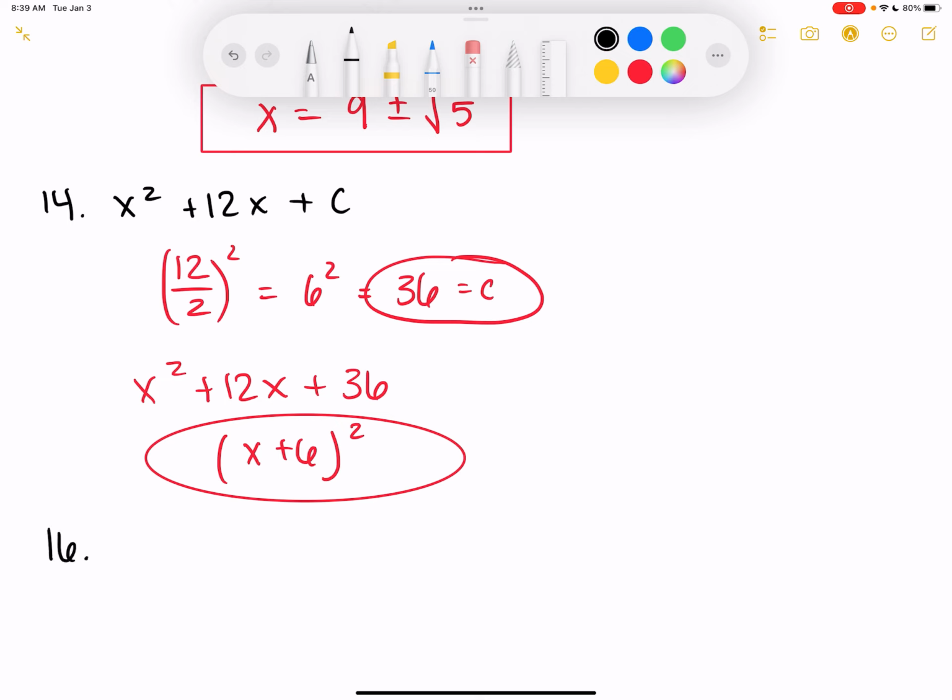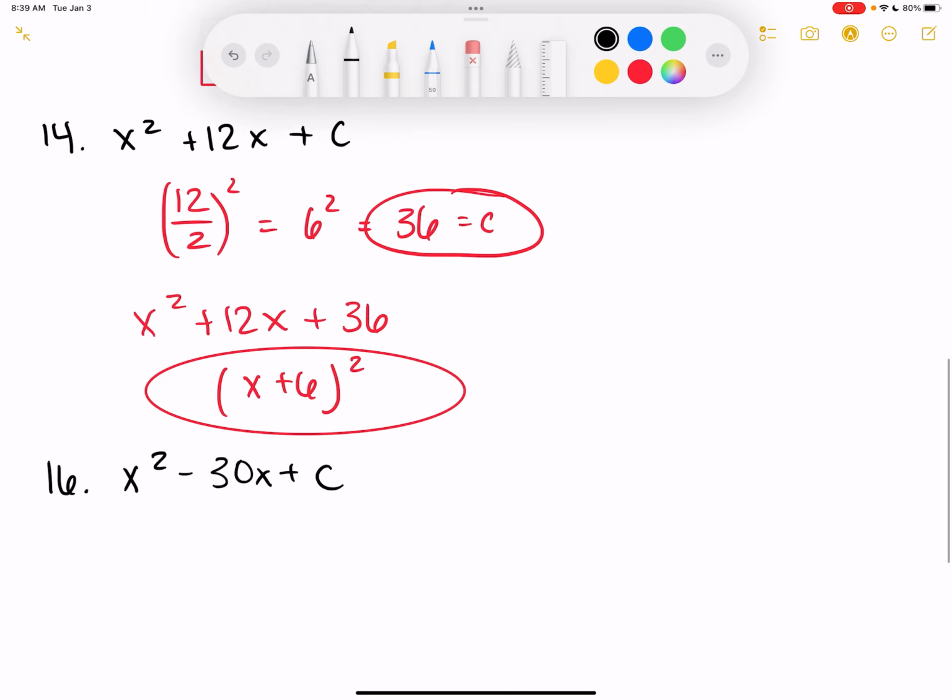Number 16, we have x squared minus 30x plus c. So how do I find c now? You split negative 30 in half and square it. Yep. Technically, it was good that you pointed that out, because I don't think we've actually had a negative one yet.